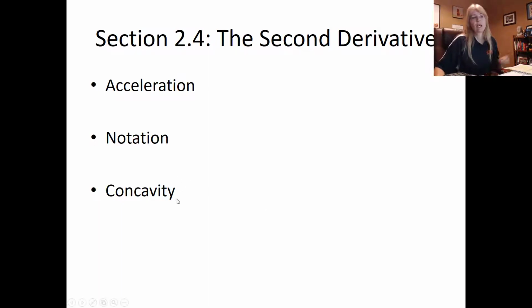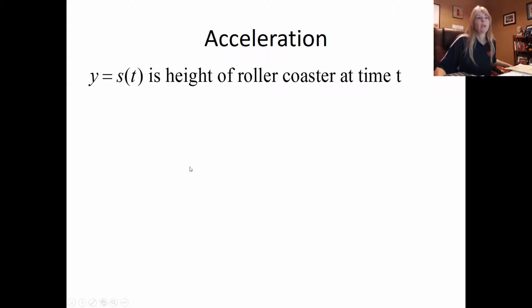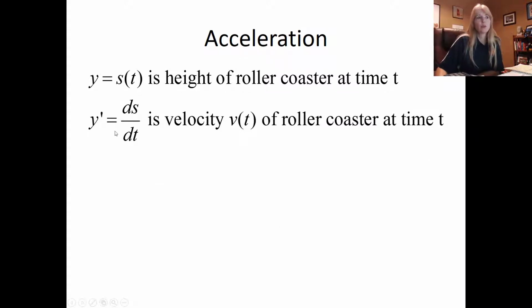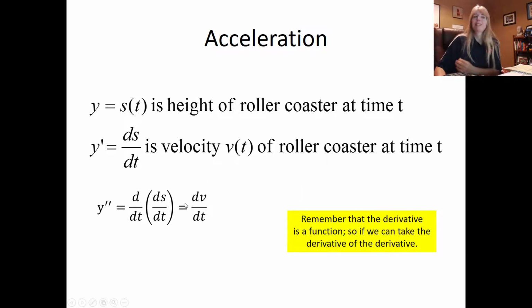We're going to talk about the different notation and then how the second derivative lets us know if our function's concave up or concave down. So if I let y equal s of t be the height of a roller coaster at time t, the position where you are on the roller coaster, then the first derivative, the change in the height over the change in time, or change in position over change in time, is the velocity of the roller coaster at that particular time.